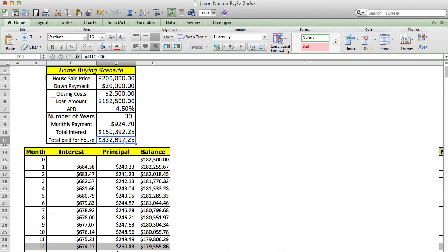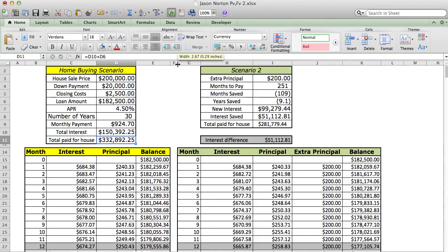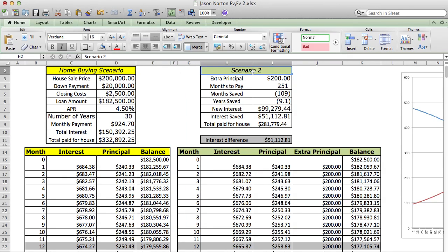So the thing that I like about this spreadsheet is that I've created an additional scenario that I'll show here. It's the extra payment. So we can put an extra payment in there. With this scenario here, you're just buying the house, you're making whatever the mortgage lending company is asking, that minimum payment of $924 to them, and you're paying a lot of interest.